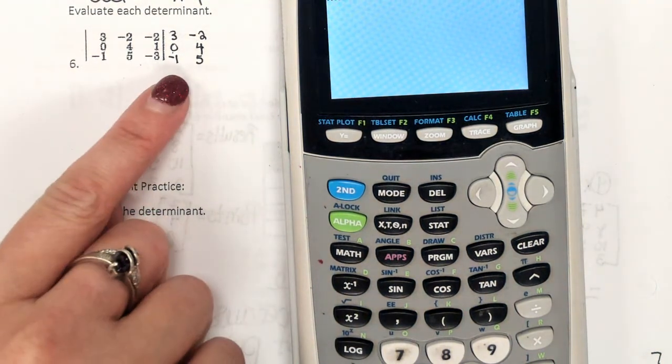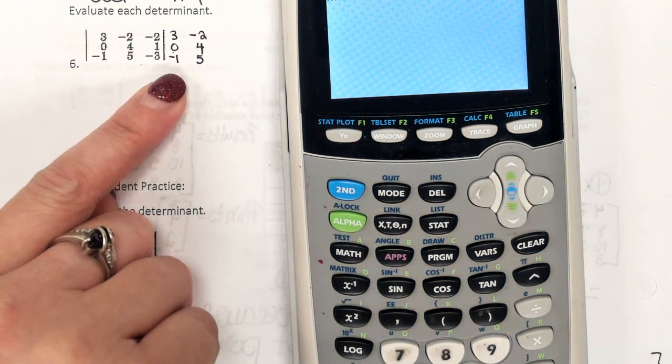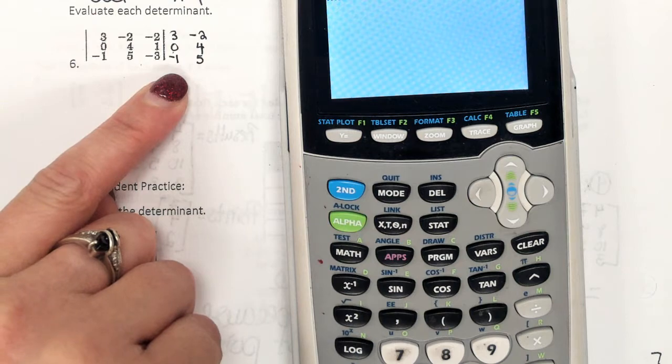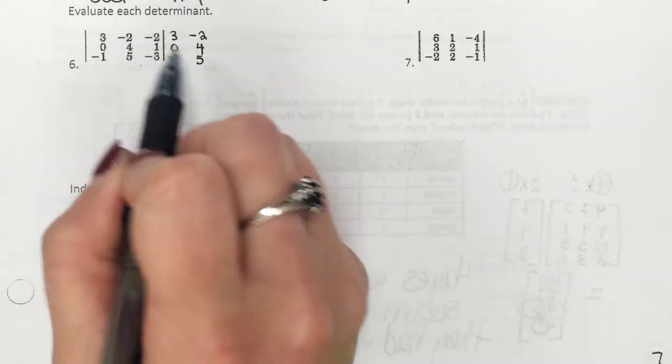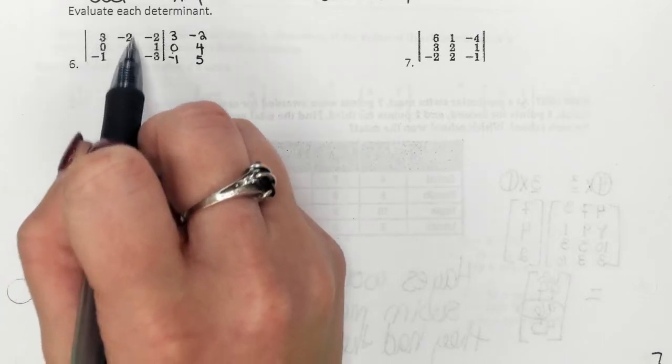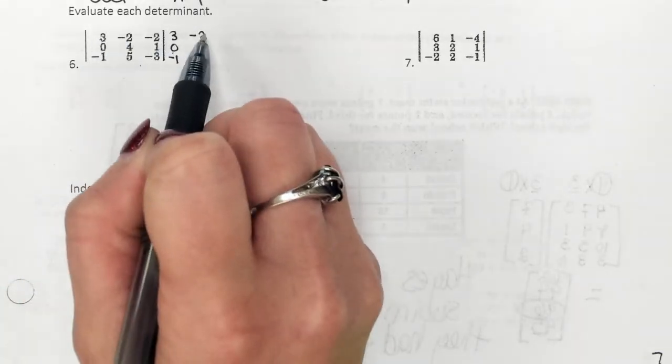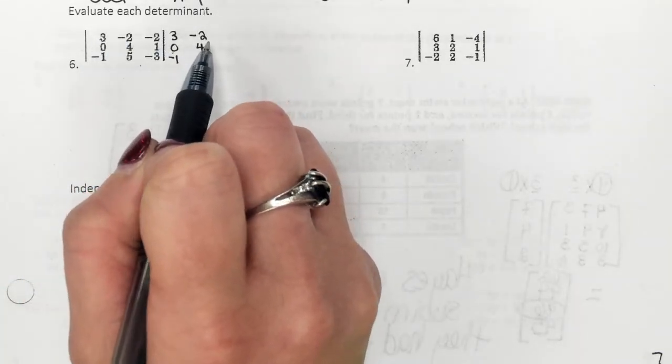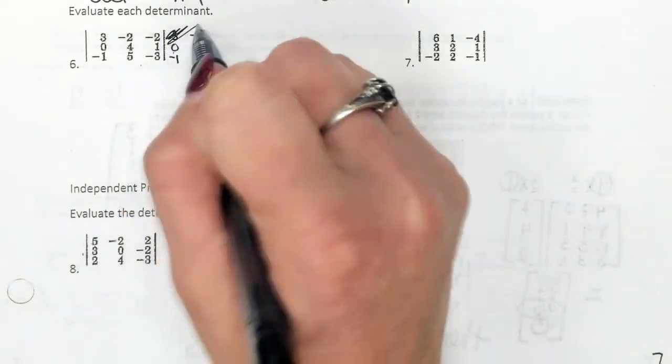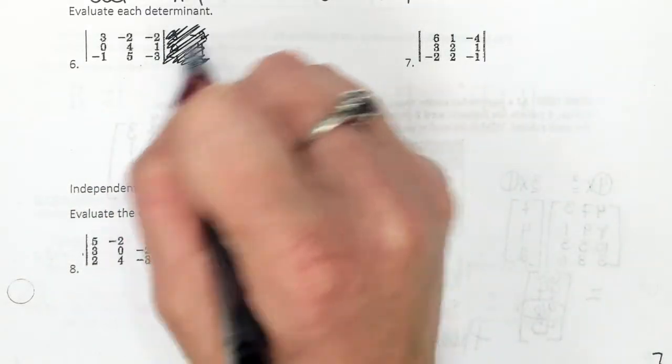So be thankful that you have a calculator, and you don't have to do this the long way, okay? Remember I told you yesterday, in order to do this by hand, you would have to rewrite the first and second columns outside, okay? So that's why I'm saying be thankful that you have a calculator. So I just did that to kind of show you how the calculator does it.